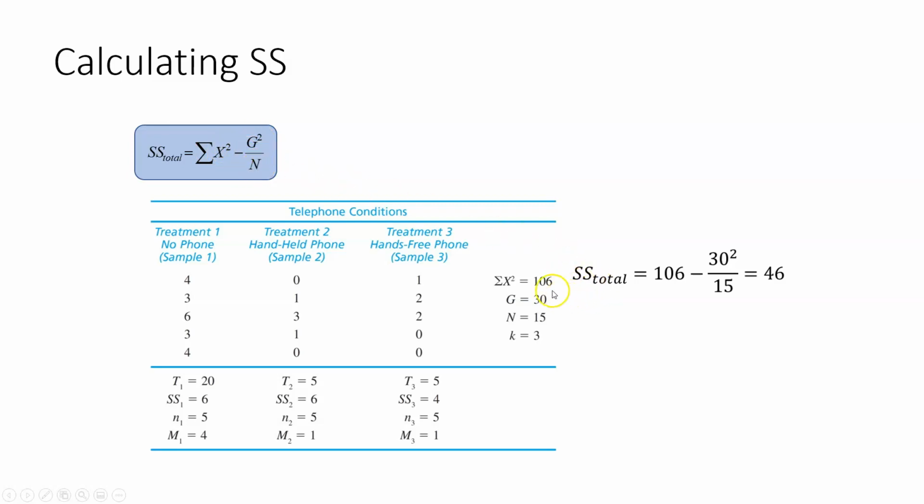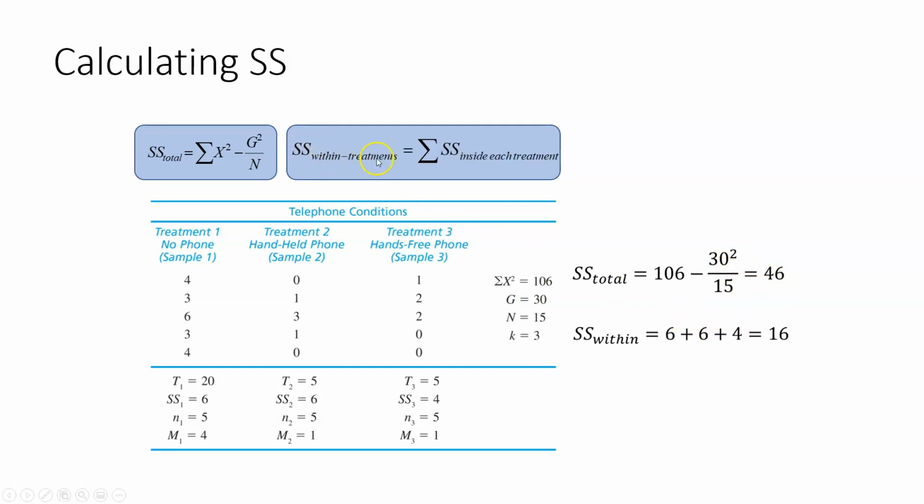If we plug in these values, the sum of x squared is 106. We put that right here. For g, we find 30, and we put it right here. And for big N, we have that here, and we put it there. So 106 minus 30 squared over 15, and that equals 46.